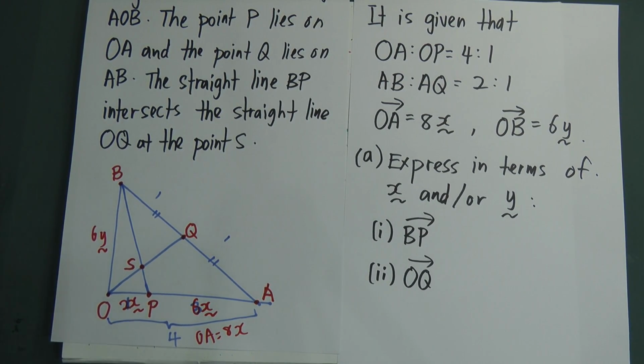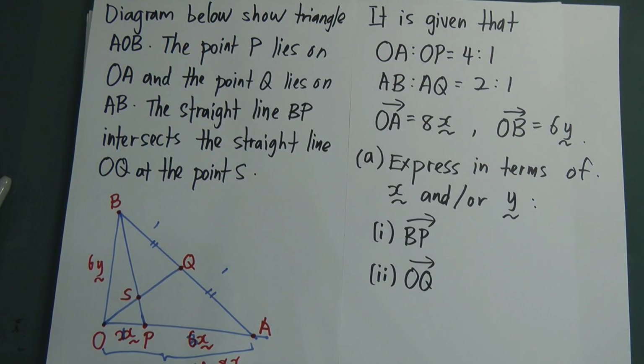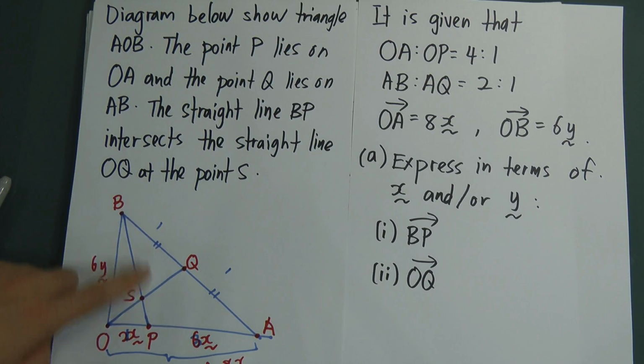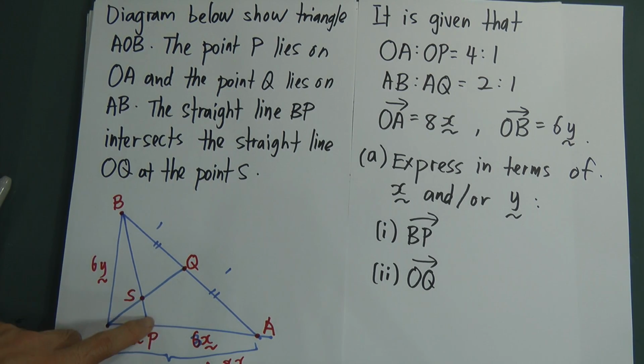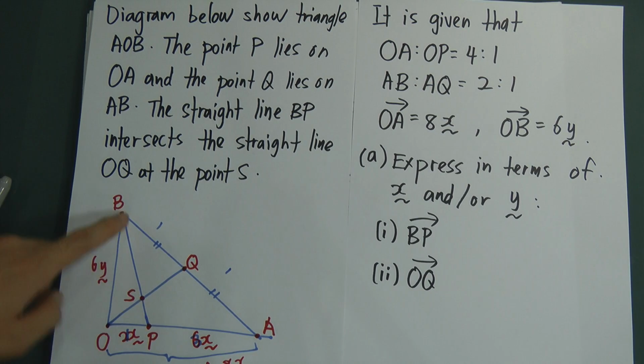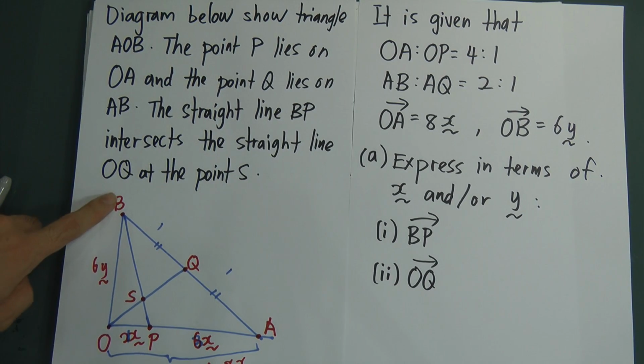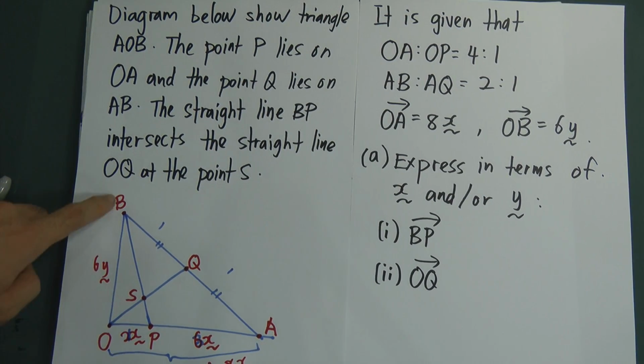Then the first question A, this is a 2 to 3 mark question. He asks you to express in terms of x and y for BP. Where is BP? This is BP. So BP, imagine this is the starting point, this is the ending point. This is the shorter journey. So we can either go BA to AP or BO to OP. Of course, BO to OP is very easy.